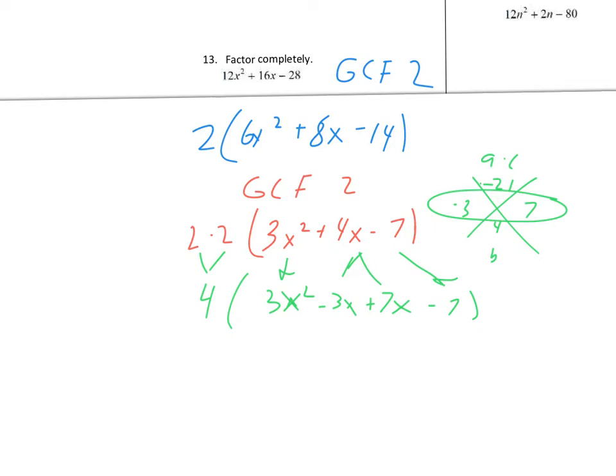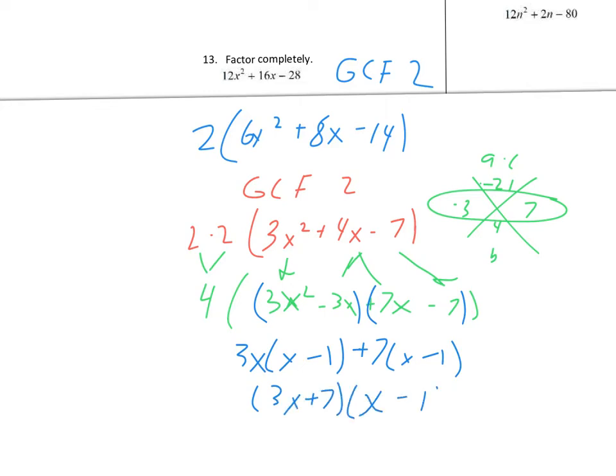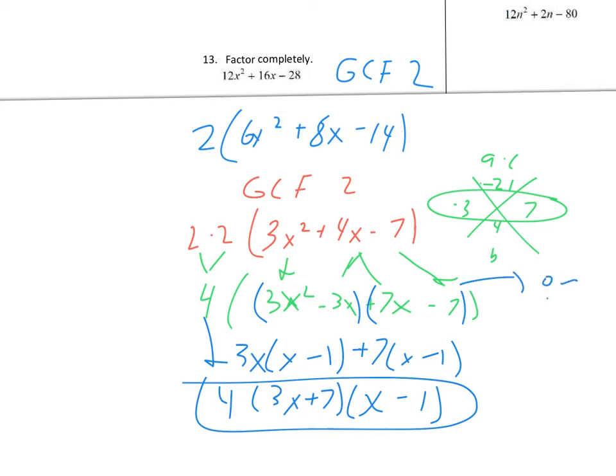So then I would use the grouping technique on this. So I'm going to group these two together. I can take out a 3x, not 3x squared, just 3x, and that leaves me with x minus 1. And then on this group I can take out a plus 7, and that leaves me with x minus 1. So then I can write this as 3x plus 7 times x minus 1, with that 4 just staying out front. Instead of this, you could have used the box, the inside out box, to get those as well.